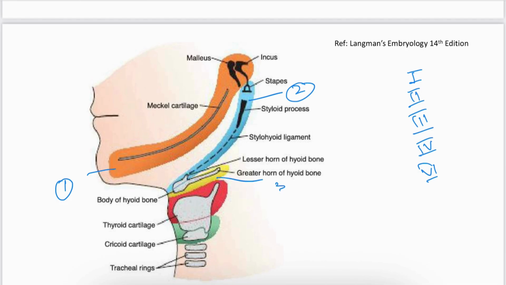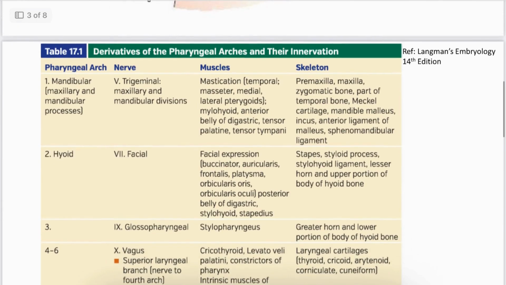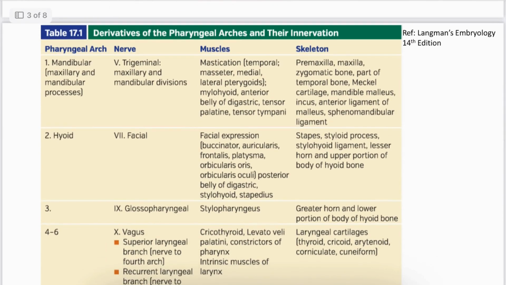This yellow color is the third pharyngeal arch, and you can see it's giving off the greater horn of the hyoid bone plus the lower part of the body. This red and green color, they are the fourth and the sixth pharyngeal arches, skeletal or cartilaginous derivatives. You can see they are mainly giving rise to the laryngeal cartilages, right? So these are all the different cartilaginous and skeletal derivatives, which you can see from the table also. The reference is all from Langman's embryology.